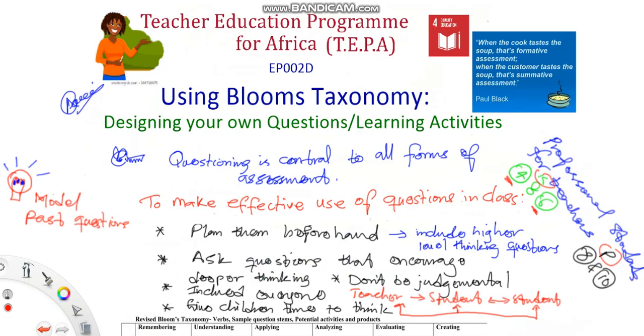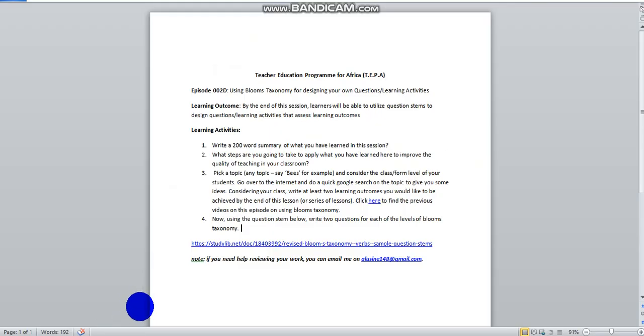Let's just go through quickly. Here I have a set of questions that I have put. What I want to achieve by the end of this session is that you will be able to utilize question stems to design questions or learning activities to assess learning outcomes. So that is my own objective. This is my own learning outcome for this session, and the learning activities I have designed to see whether or not these outcomes have been achieved are these 4 questions. Keep these in mind. I will attach them in the video description. Make sure you follow them up, and do not forget to send me an email if you need help reviewing your responses, the answers.